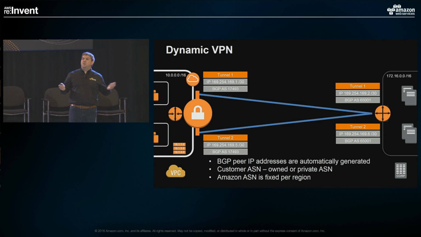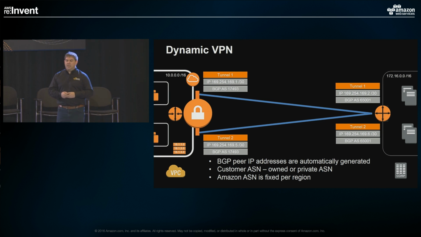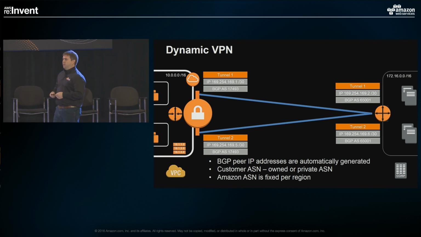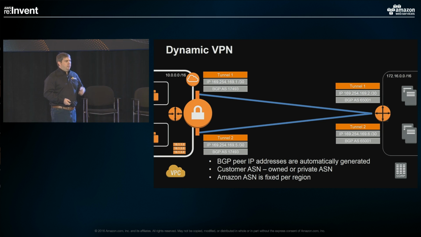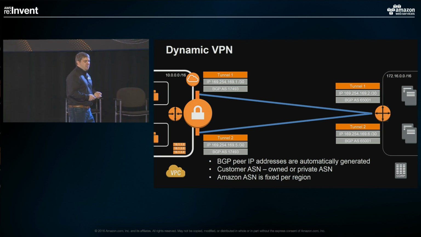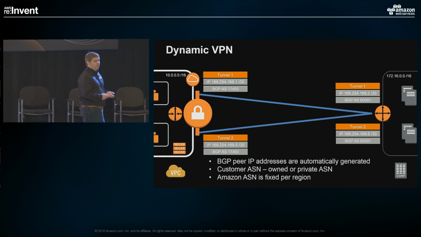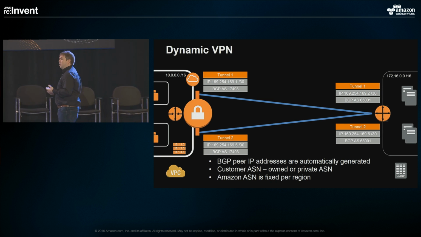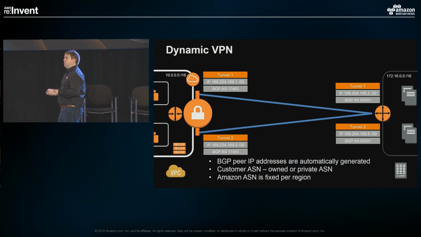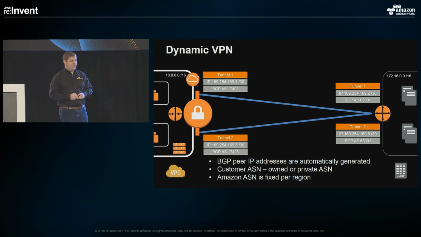There's an IP address associated with each end of that tunnel, and then a BGP AS number defining both the customer end of the connection and the AWS end. The AS number that's used on the Amazon side is fixed for each region. But on the customer side, obviously, you can use whatever AS number you like. We'd recommend you use a private AS number, and if you use a public AS number, you should own it. But this is a private environment, it's a VPN connection.